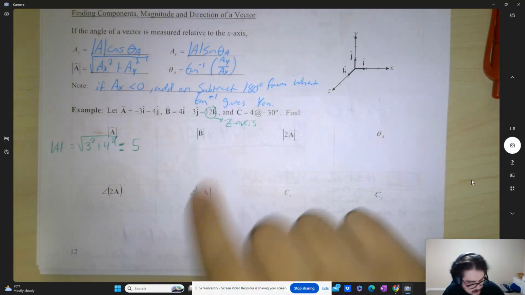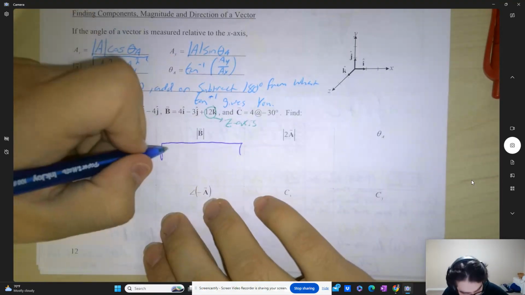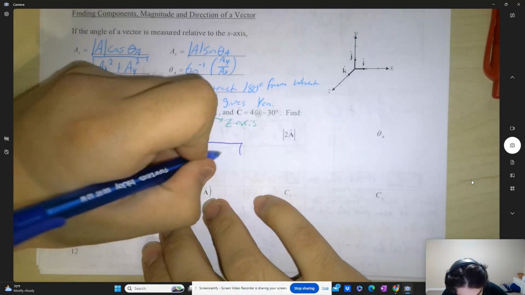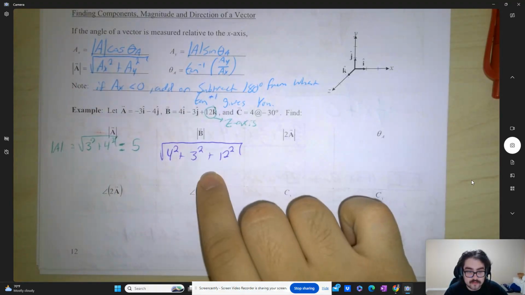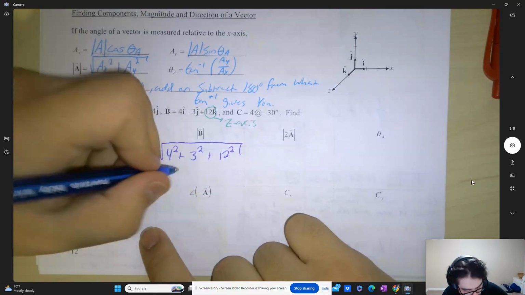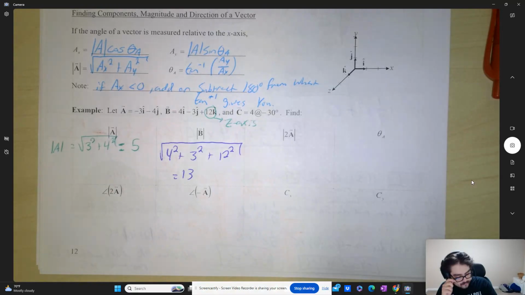For B, you're just going to add all the components. So it'd be 4 squared plus 3 squared plus 12 squared, all under the root. You don't just stop at the first two; you have to do all of them, and you should end up getting 13 as the magnitude of that vector.